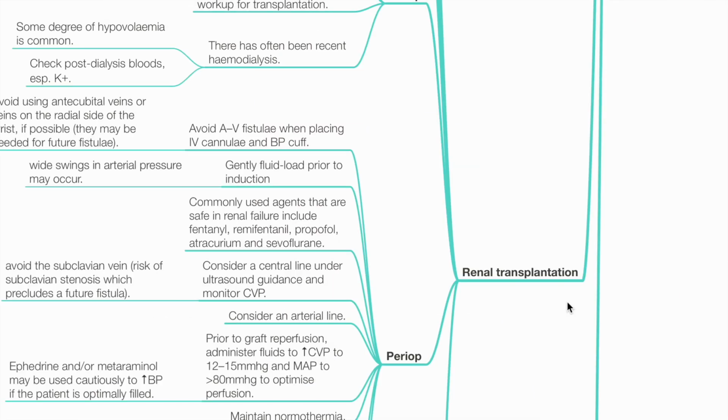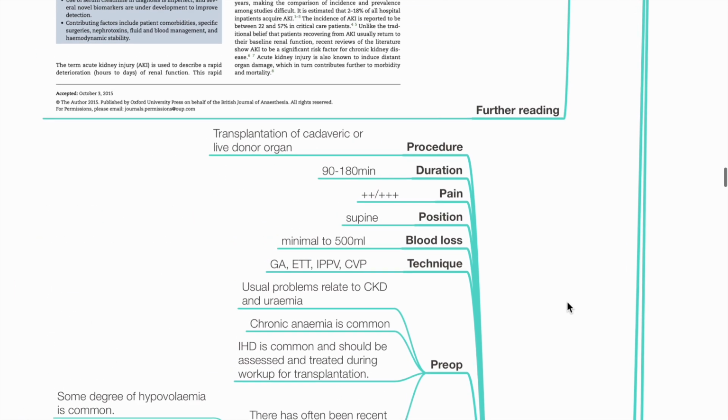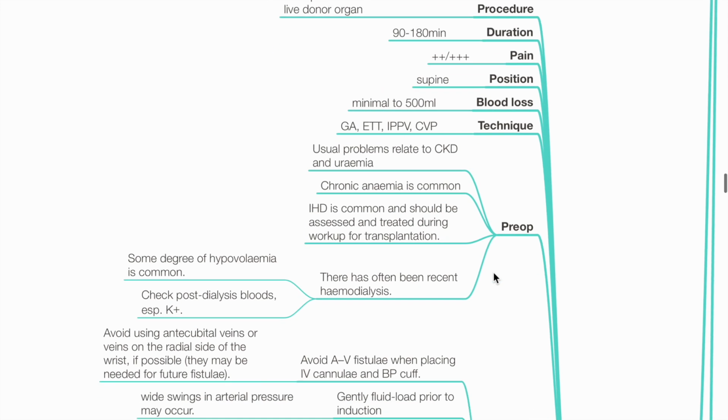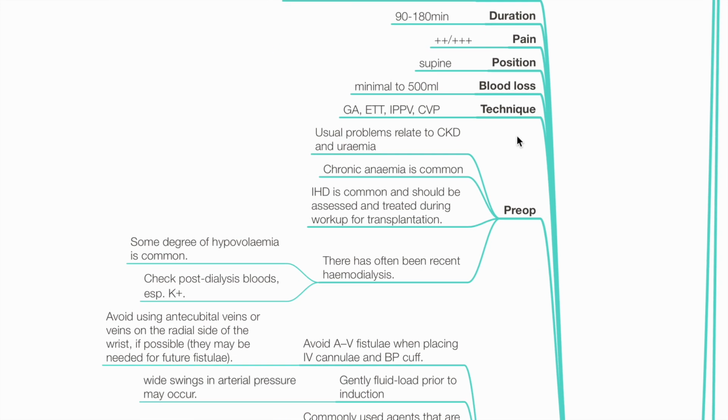Renal Transplantation. The duration of this procedure is 90 minutes to 180 minutes. Position is supine. Pain is severe. Blood loss is minimal to 500 ml. Typical technique is GA with endotracheal tube, positive pressure ventilation, and CVP monitoring.